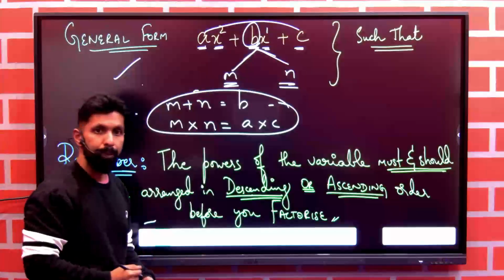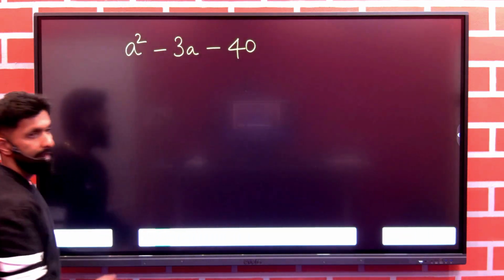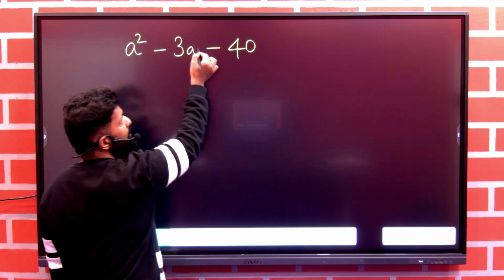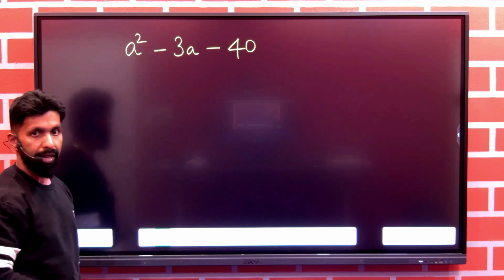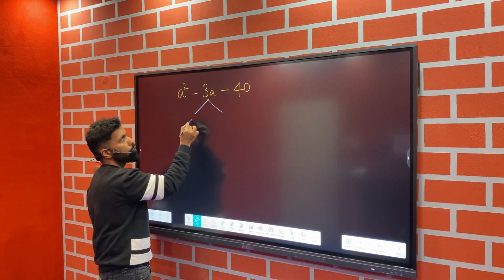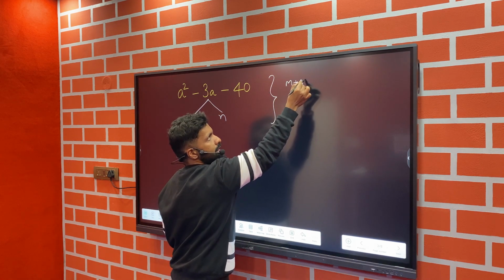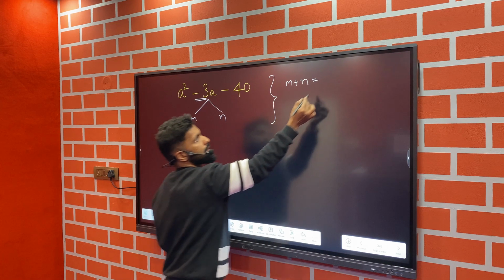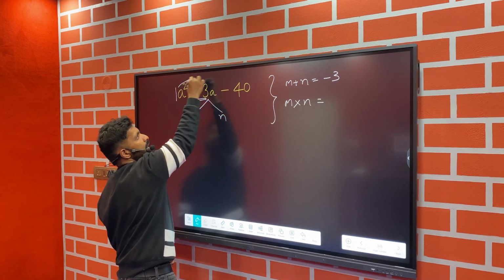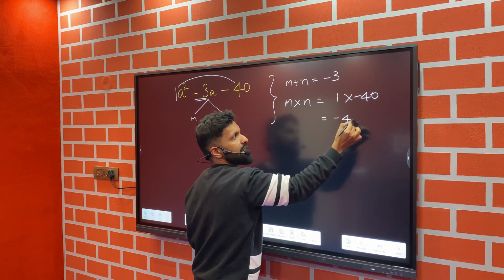Now I'll try to explain this with an example that is going to be clearer to you. Let me take an example like this. I'm sure you understood that this is already arranged in descending order: x power 2, x power 1, x power 0. So I can directly start my factorization. Now, I have to split the middle number into two new numbers, m and n. What is the condition? m plus n should be the same as minus 3, and m multiplied by n should be the same as 1 multiplied by minus 40. The result is going to be minus 40.